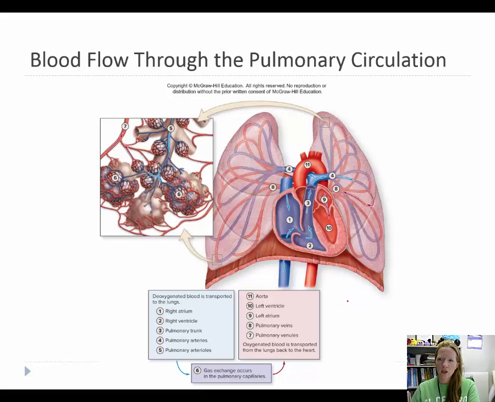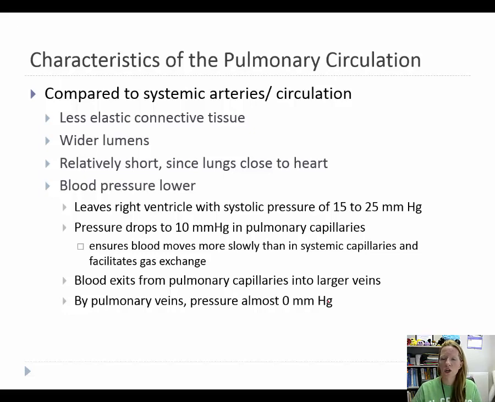So now let's compare and contrast that pulmonary circulation and systemic circulation. And the main thing that we're going to focus on is this blood pressure. It's a lot lower here in the pulmonary circulation. When it leaves the right ventricle, look, it's 10 to 15 millimeters of mercury. And by the time it gets to the pulmonary veins and starts heading back to the heart, it's almost zero. So when it's in these pulmonary capillaries, the pressure's all the way down to 10. Which if you compare that to the systemic capillaries, they were 35 to 17.